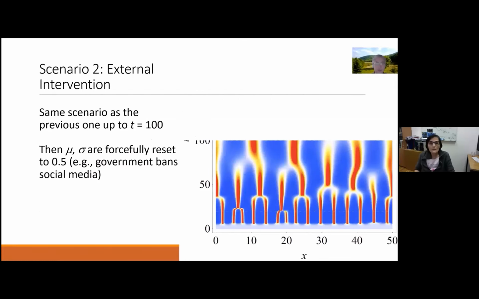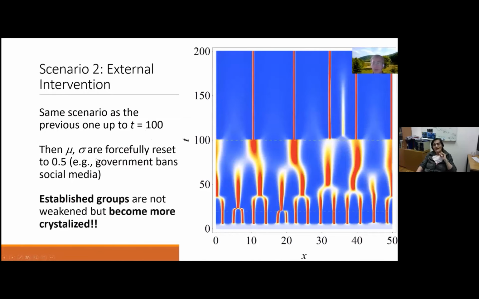And we also tested another scenario. Can we stop that kind of trend by suppressing social media, for example? So this is another simulation that changes the values of sigma and mu in the middle of the simulation. And it turns out you cannot reverse the direction. Once the opinion groups are established, even reducing sigma and mu does not really reduce the disagreement. Instead, they get crystallized. So this gives us another challenge. What else can we do to diffuse those opinionated groups? This is not a simple question to answer.